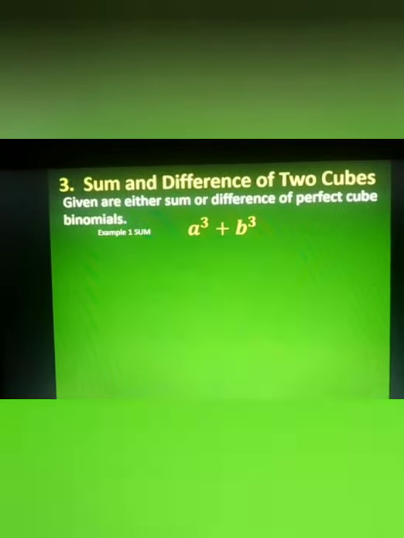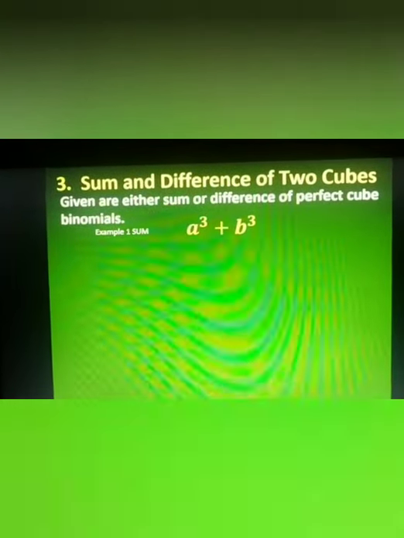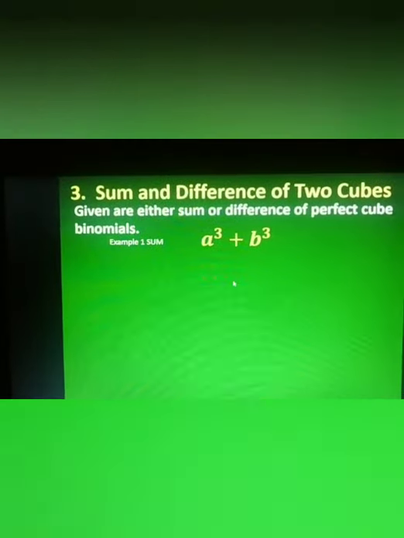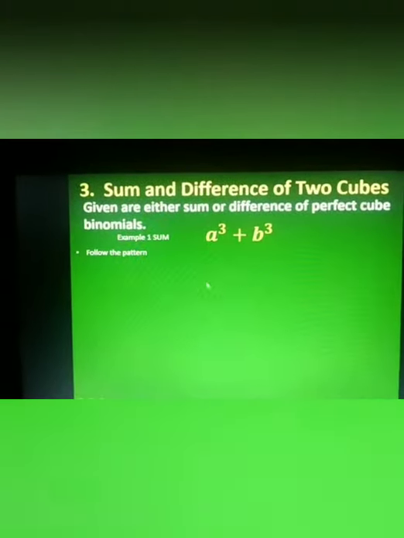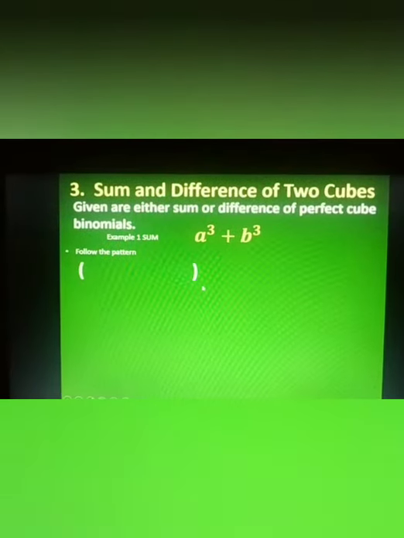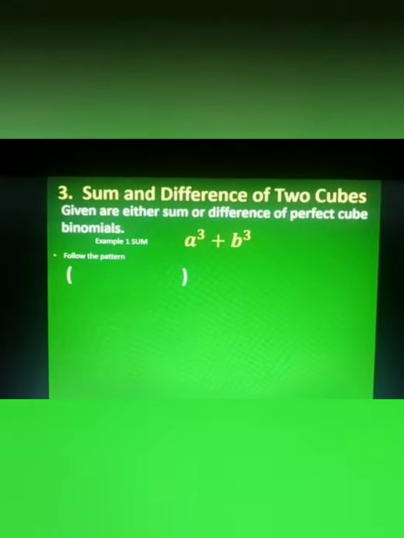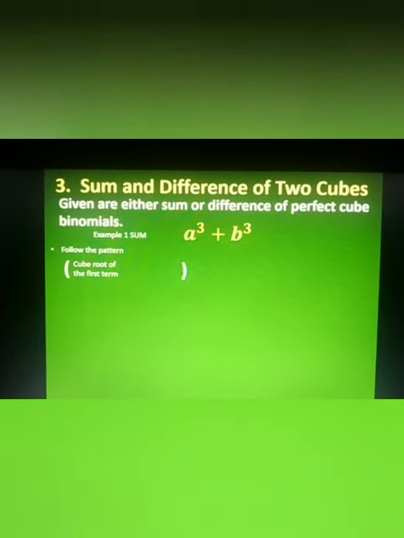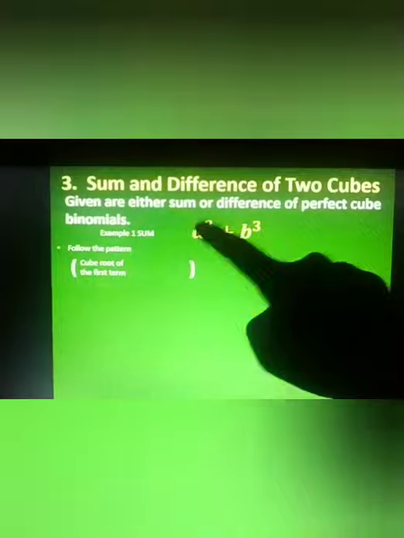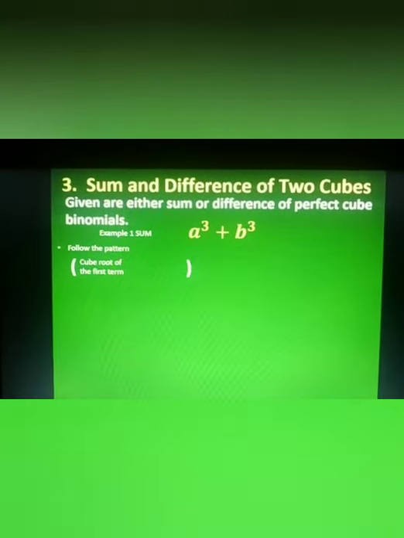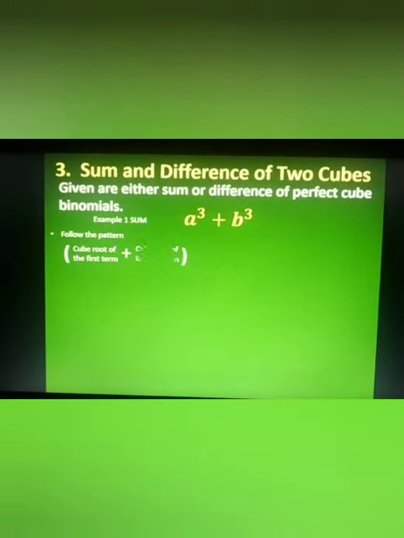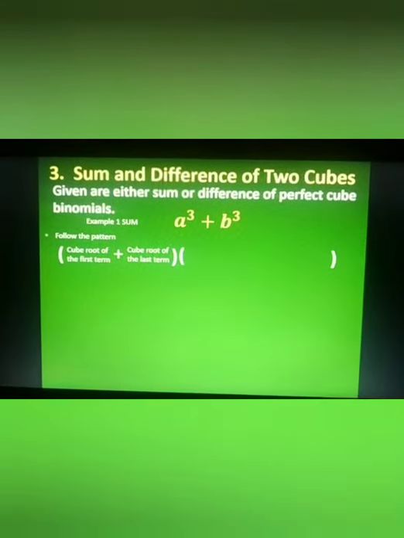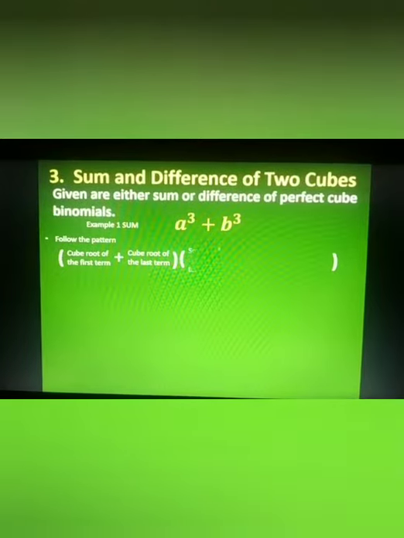So, 27 is a perfect cube and its cube root is 3. And so on and so forth. Okay. The sum and difference of two cubes has a pattern. Follow the pattern, okay? The pattern is: the first parenthesis should be the cube root of the first term, then plus, and then the cube root of the last term. The second parenthesis is a bit long, but if you just follow the pattern, it's easy.